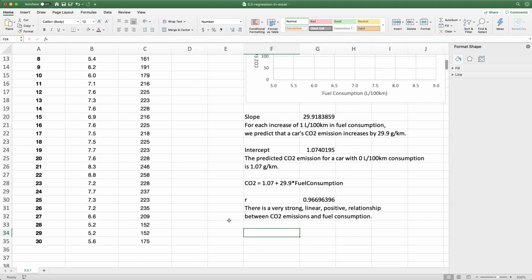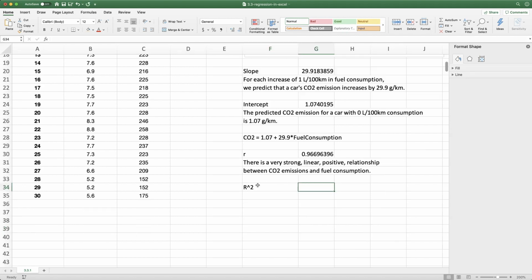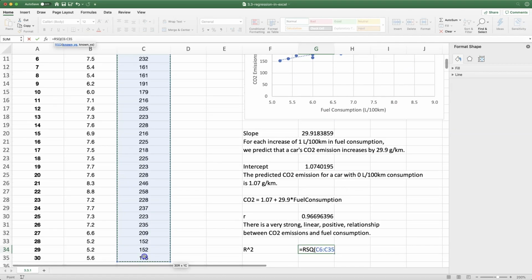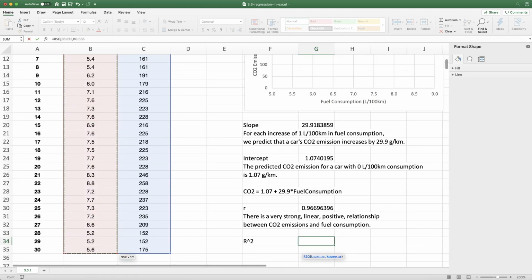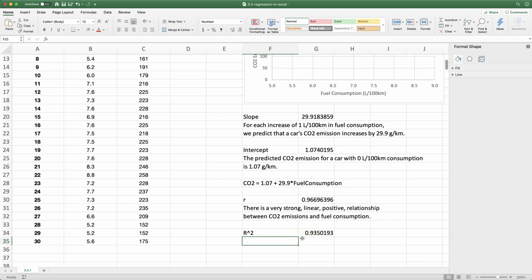Similarly, we can compute the coefficient of determination R squared. This can be computed either by squaring the correlation coefficient or by using Excel's built-in function RSQ, R squared. Like slope and intercept, it takes the y values first and the x values second. Select all of the y measurements, the CO2 measurements, comma, and then select all of the fuel consumption measurements. R squared is 0.935, or 93.5%.